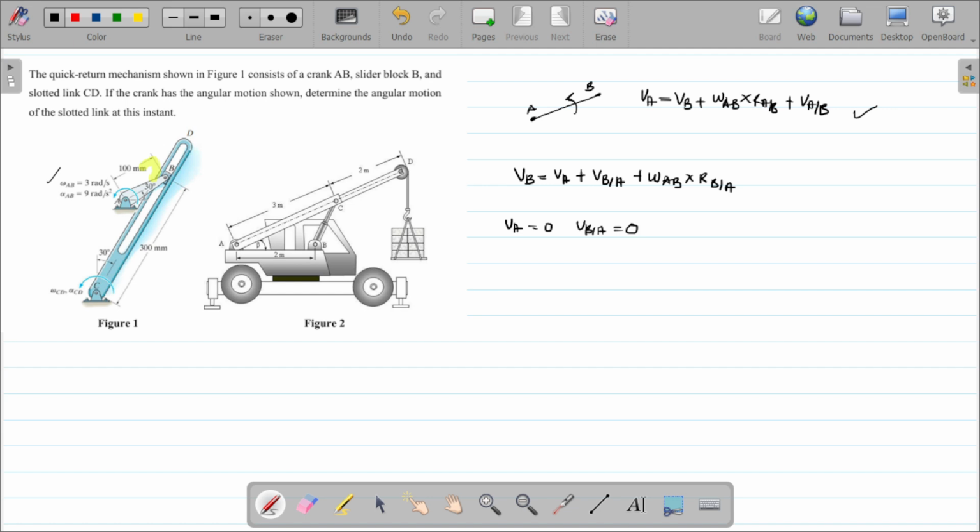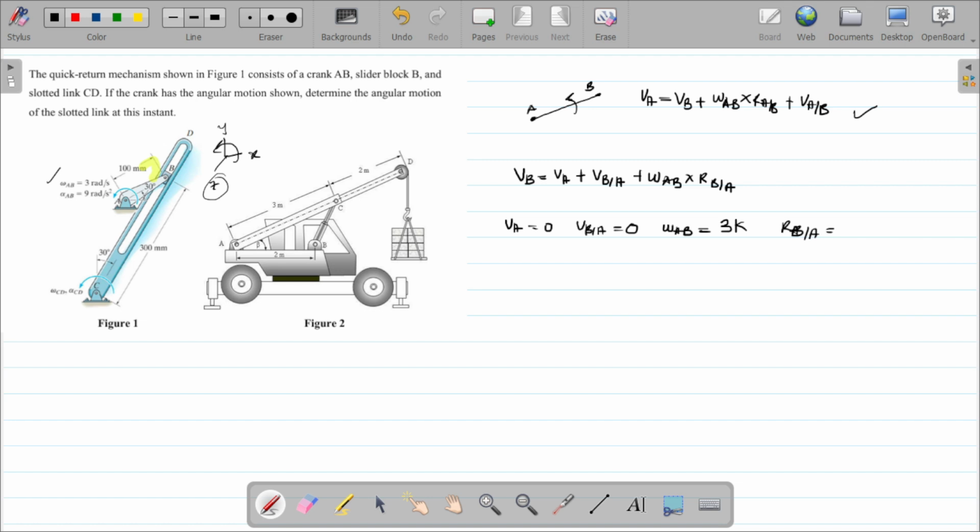Now the angular velocity is 3 rad per second, and this is 2D mechanics, right? So we have a plane mechanics, and the plane we see is the y-x plane. So if you are rotating within this plane, then you are rotating about the z-axis. So every angular motion will have the z direction. That will say that our omega AB is equal to 3k rad per second.